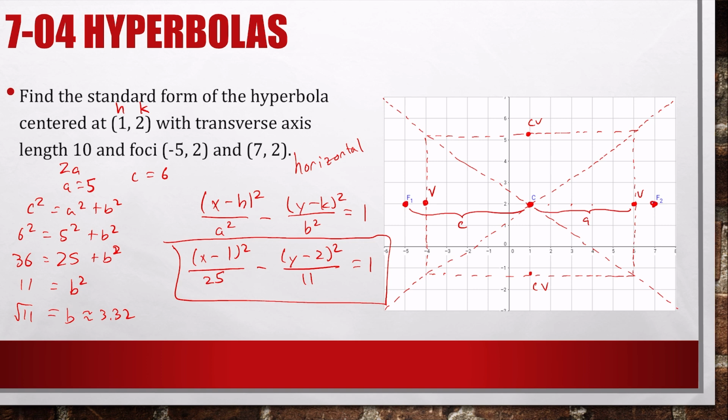And so now when we graph it, it's going to come near the asymptote, hit the vertex, and then bend out near the other asymptote. Come in near the asymptote, hit the vertex, bend out near the other asymptote. And that's a sketch of the hyperbola.